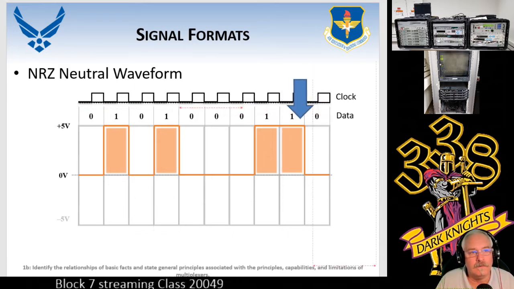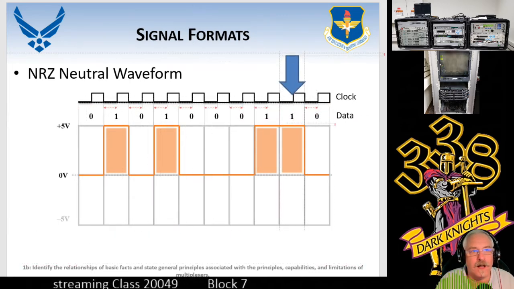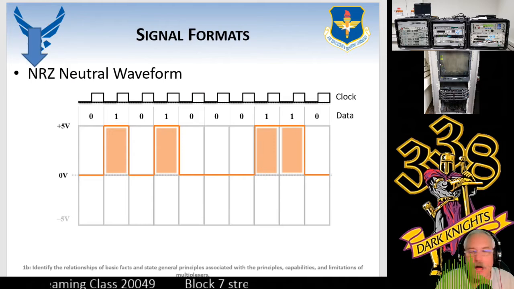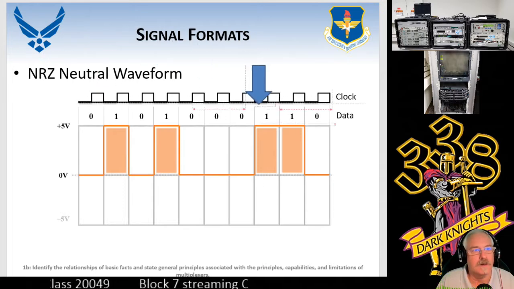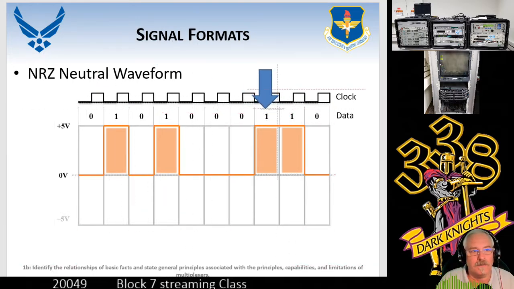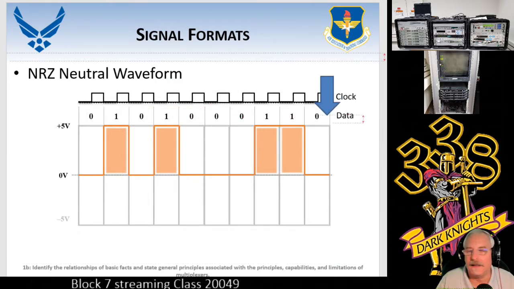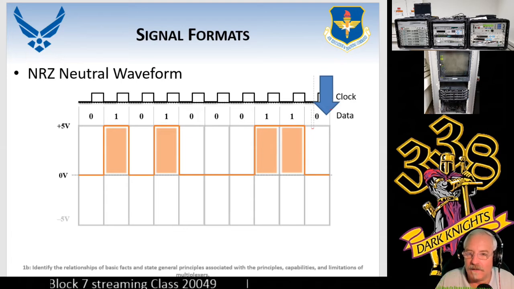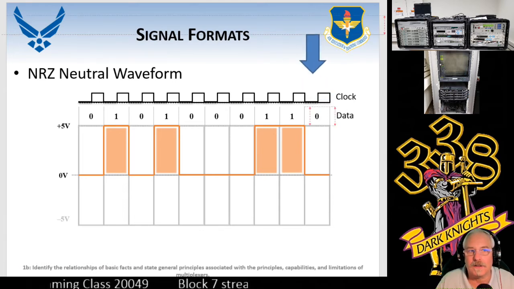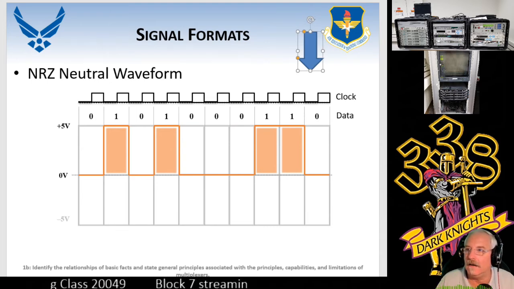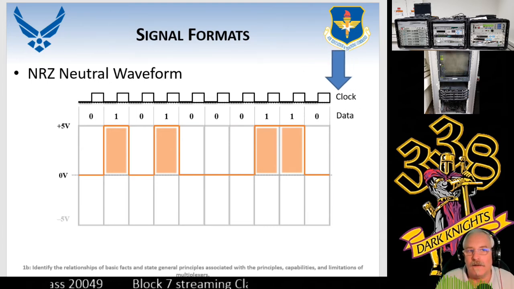We get a 1. It rises to plus 5. Halfway through the clock cycle, non-return to 0. So you can see how this is a play on words. So 1s will always be plus 5. 0s will always be 0. This is a reason why this is considered not self-clocking. It won't become evident to you until I do show you a self-clocking signal format. Okay. Again, we always have a clock cycle.